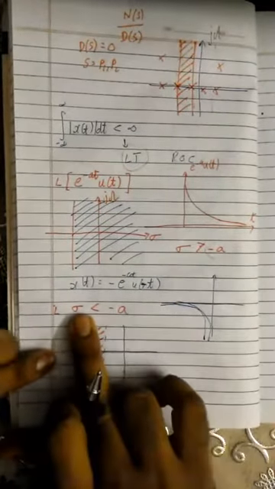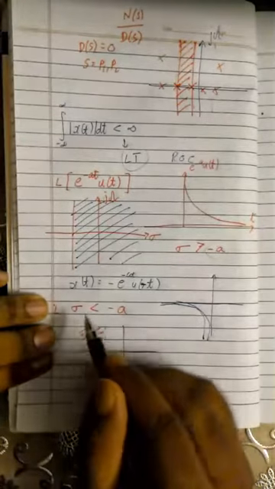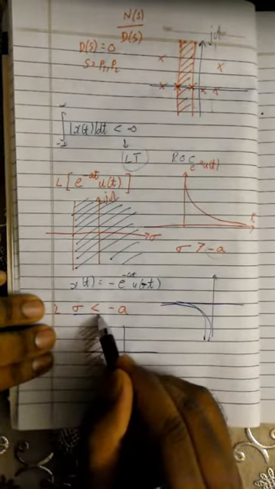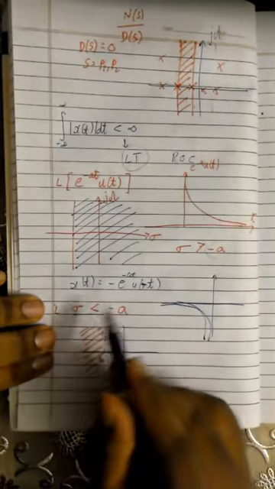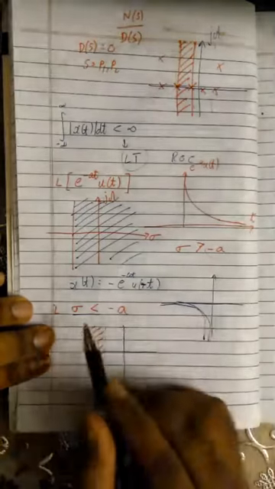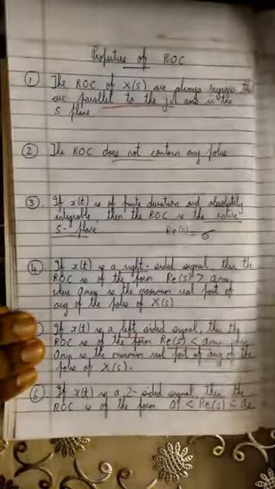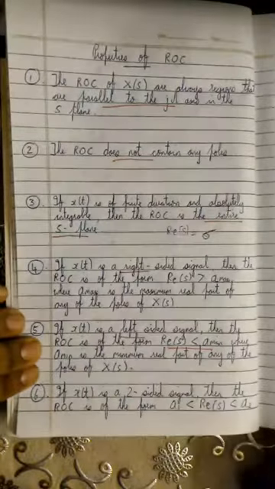So you remember, in that case, the ROC is always of the format that real part of S is less than a number. This number can be a positive number or a negative number or any number, but it will always be less than some value. That value is nothing but the real part of any of the poles of X of S.